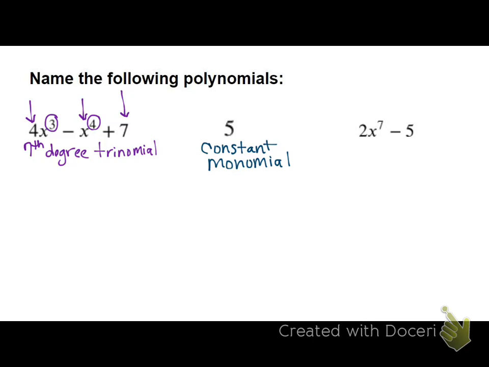Okay. And then 2 to the 7th power minus 5. What's that name going to be? 7th degree. Binomial. Because there's how many terms? 2. Good. Questions on that part?